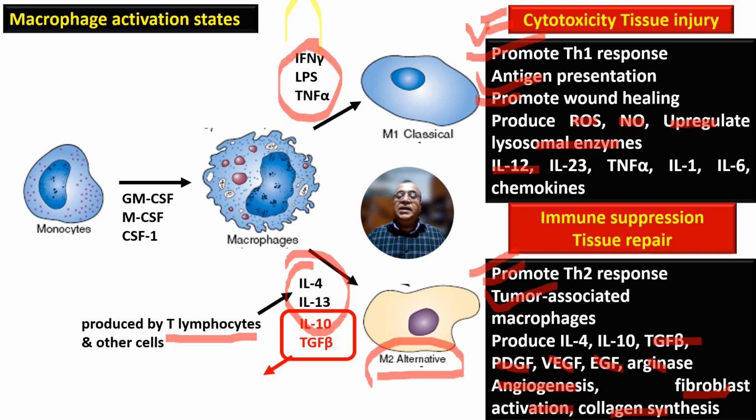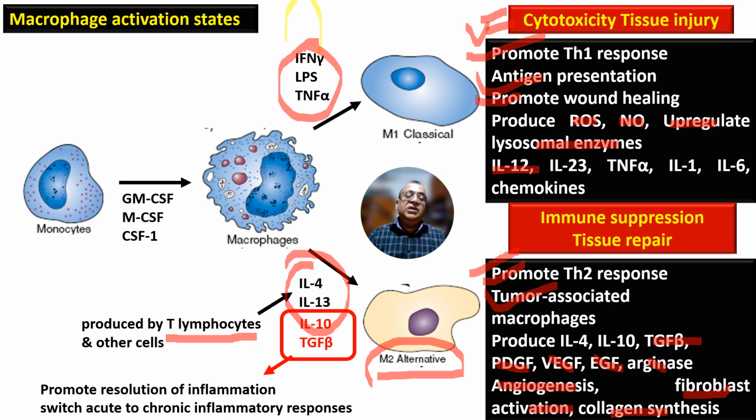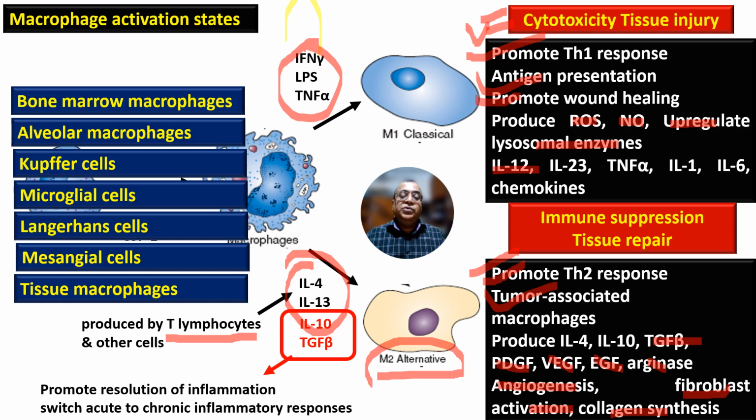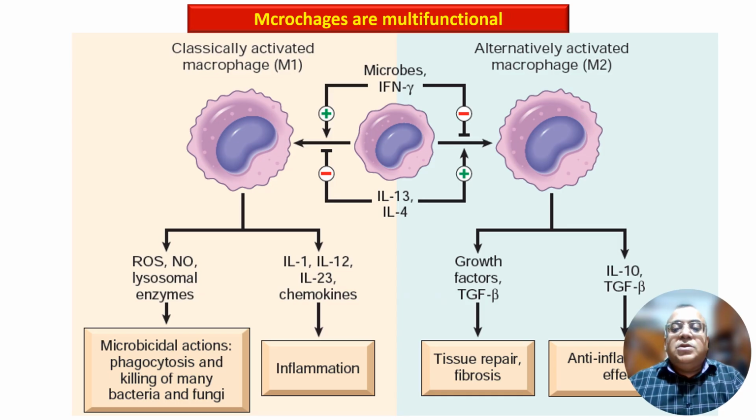So interleukin 10 and transforming growth factor that are released by these M2 or alternate macrophages promote resolution of the inflammation. If they are not activated, there can be switching from acute to chronic inflammatory state. This means that macrophages are multifunctional.